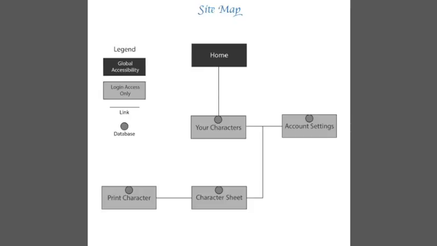So, as you can see in front of you now, we've got the sitemap for Spellbacus, and it shows exactly how the site's going to be laid out. A lot of the site is really in the functionality of the pages, so there's not a lot of pages to interact with each other. But this shows you that the home page is accessible globally, which means everybody who goes to the page will be able to see that.